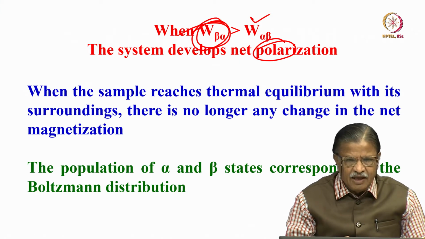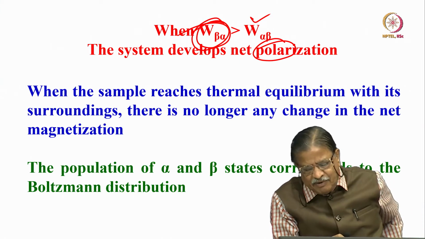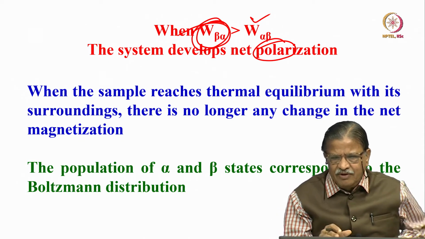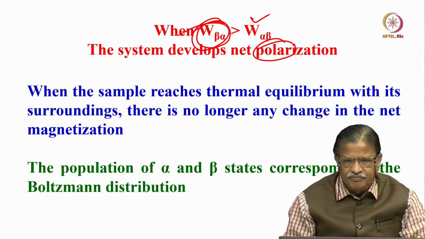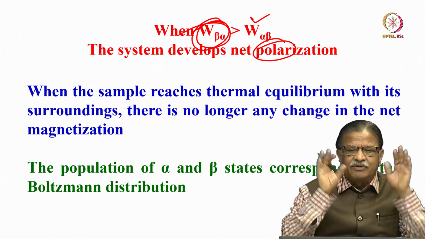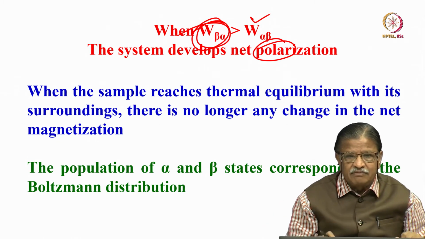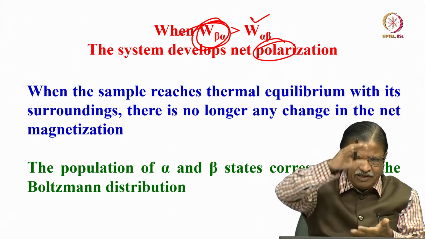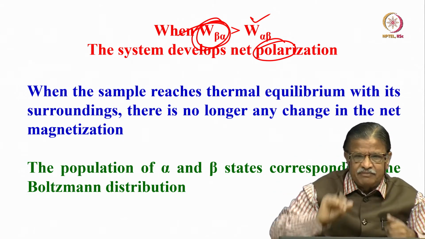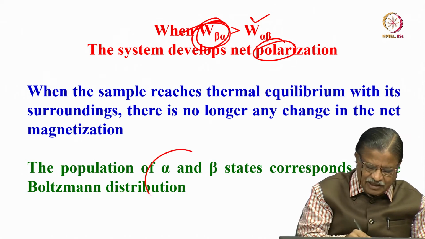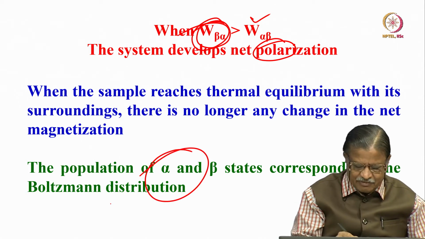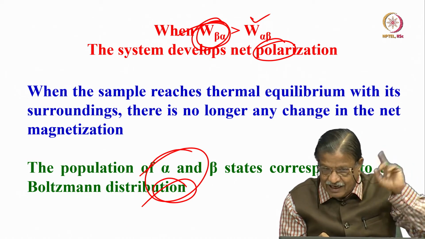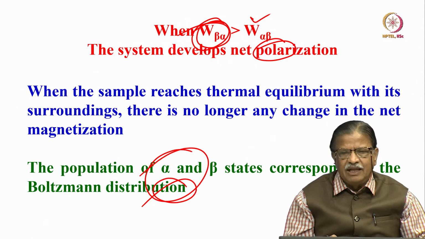When the sample reaches thermal equilibrium, wait for some time. The time is of the order of seconds to milliseconds depending upon the sample. It attains thermal equilibrium. Afterwards, there is no change in the population at all. The population difference, once attained, remains the same. And that population difference you can calculate, and it corresponds to the Boltzmann distribution formula, which we calculated long back. So it takes some time.